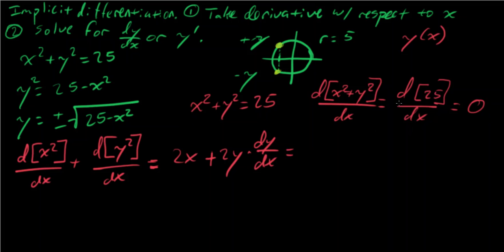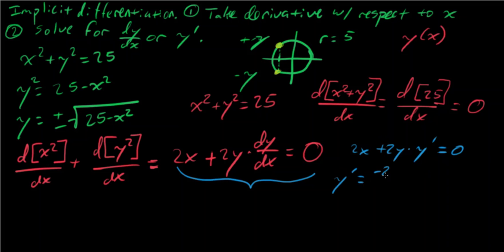And then on the right side, that was equal to 0. So now I can just focus on this piece. 2x plus 2y times dy over dx equals 0. In other words, 2x plus 2y times y prime equals 0. Can I solve for y prime? Yeah, that's easy. I just need to subtract the 2x, divide by 2y, and I get y prime is equal to negative 2x over 2y, or in other words, negative x over y.